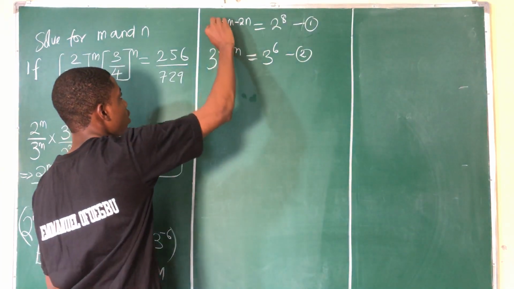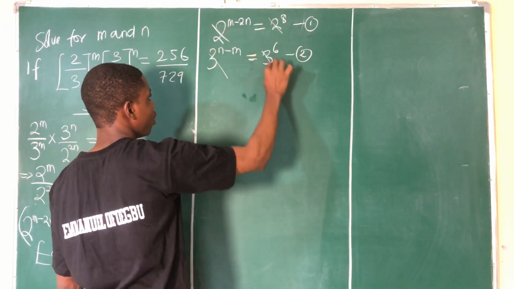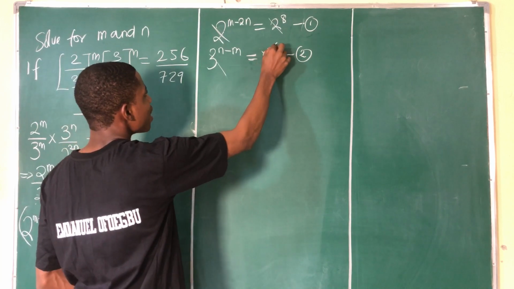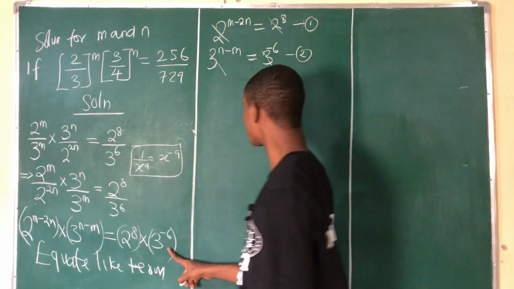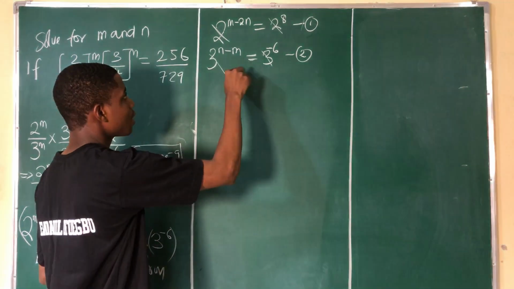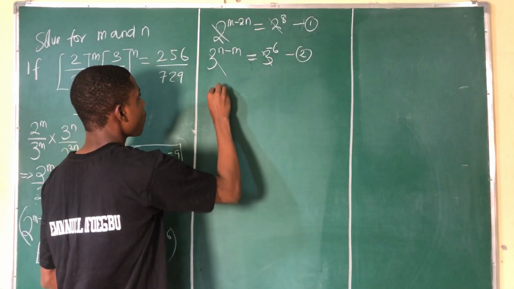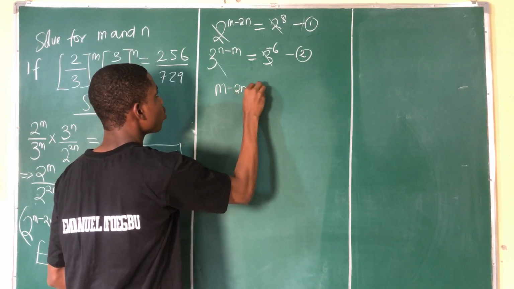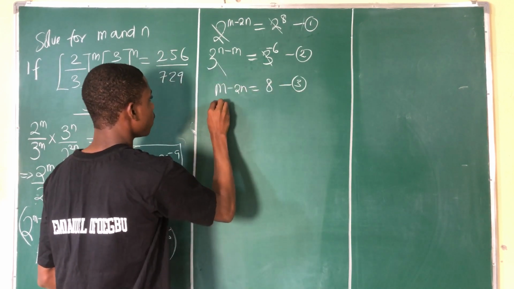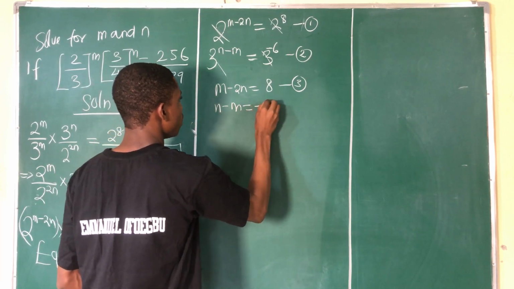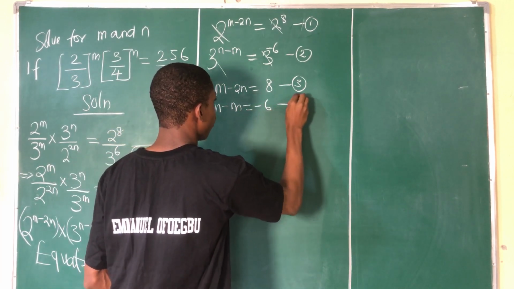The next step is to cancel the bases. After we have cancelled them successfully, you must know that there's a negative sign here. Please, very important, we keep our negative sign. So we can write the equations: m minus 2n is equal to 8. Let's call this equation 3. And then n minus m is equal to negative 6. Let's call this equation 4.